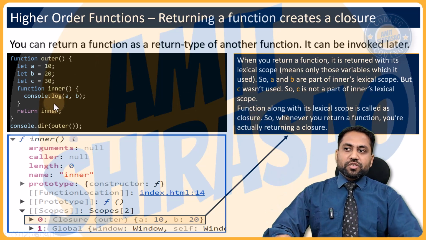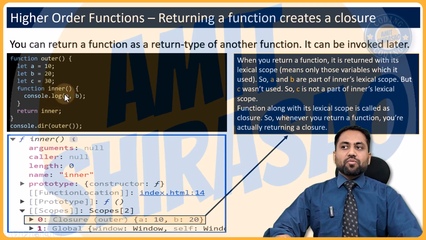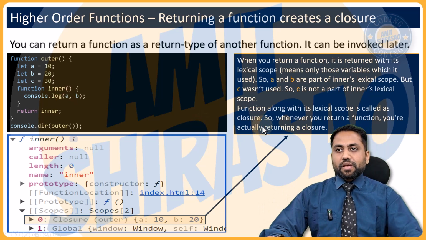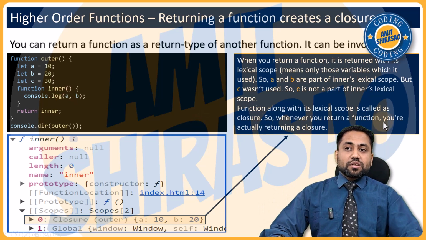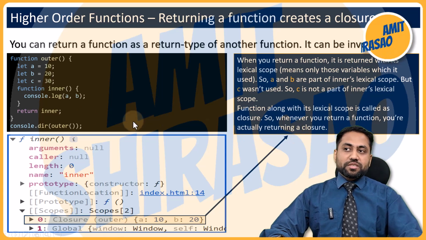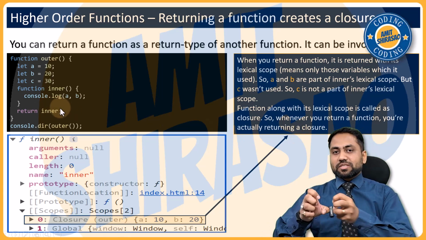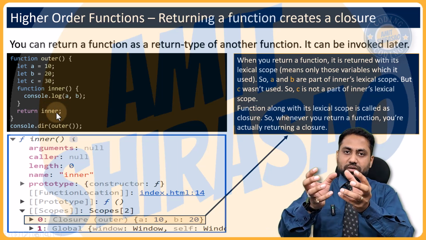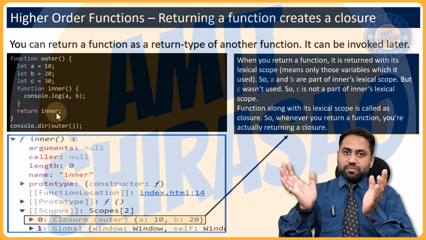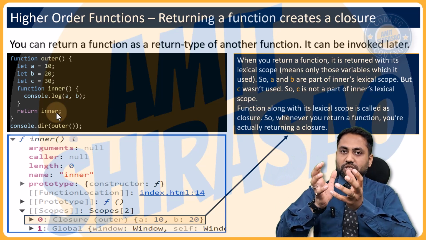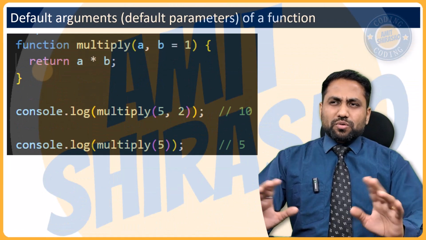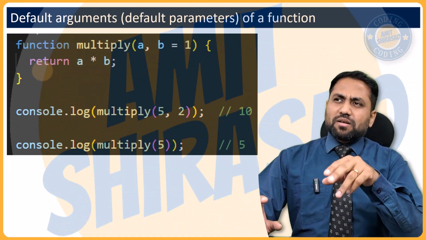So here, which function are we returning? We are returning the inner function, right? So inner function along with its lexical scope is together called a closure. So whenever you return a function, you are actually returning a closure. You are not just returning inner. Inner comes along with its lexical scope. So you are always returning a closure, means function along with its lexical scope. You never return a function alone. Okay. Now let's go through two more slides.